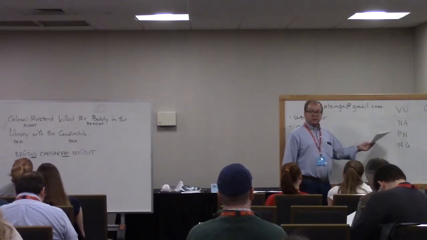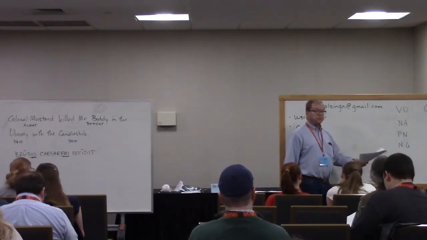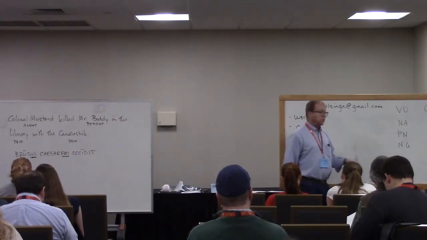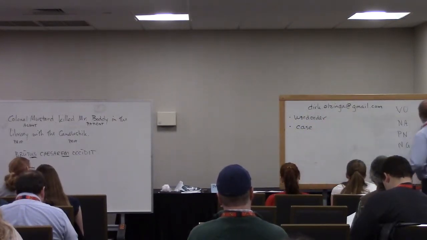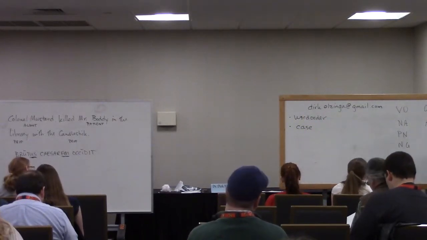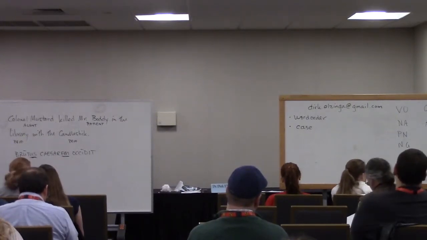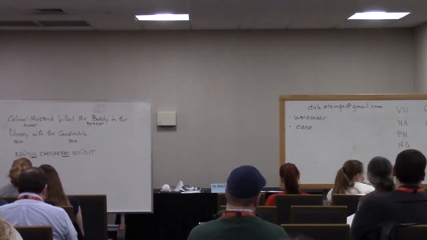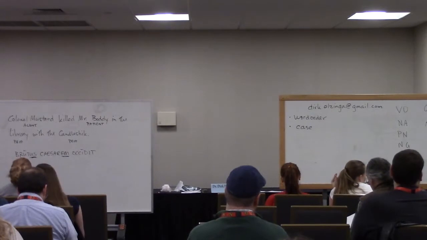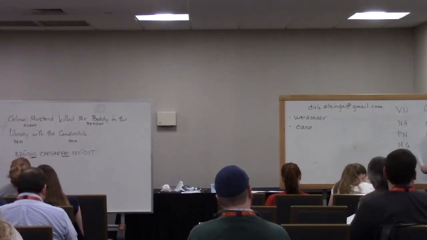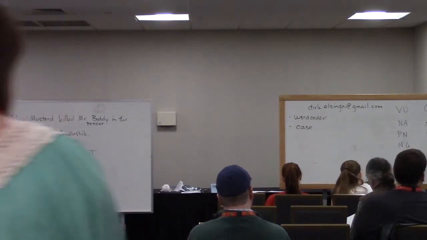Now for OV languages, where the object comes before the verb, these things are flipped around. So we have adjectives come before nouns. We're familiar with that in English. We have, like, house. This one's kind of odd. The preposition comes after the noun.